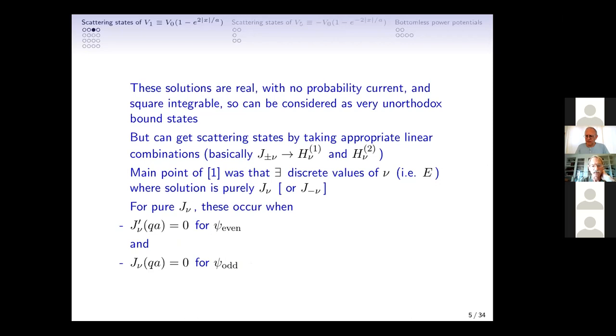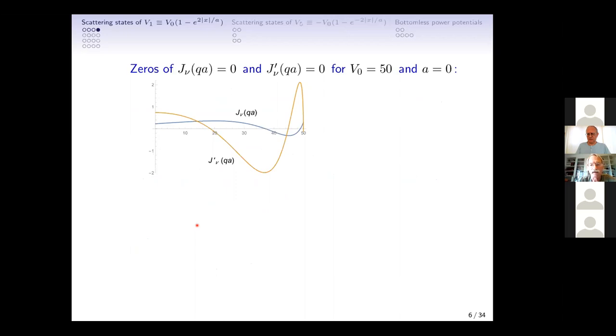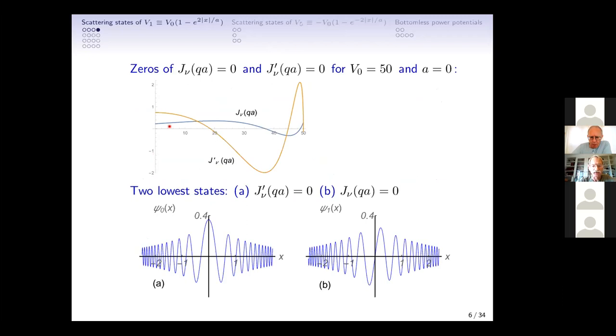And this is a graph, so we're looking for zeros of J nu QA and J prime nu QA. This is a graph for a particular case when the size of the potential V naught is 50, and that must be A equals one, not zero. Sorry about that. A is one. So there we are. You've got a graph of them, and there's a zero here on J nu. There's another zero here. There's a zero of J prime. There's another zero of J prime here. So the two lower states are this zero and that zero.